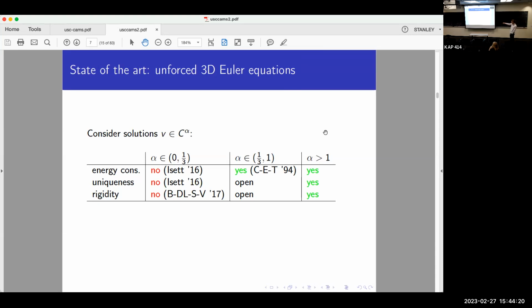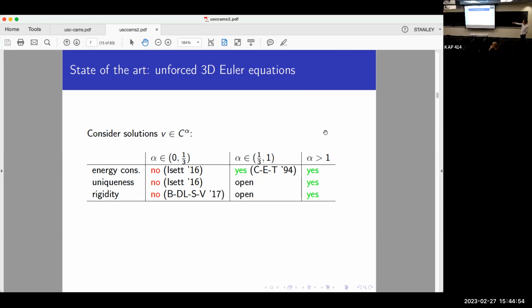Uniqueness is not yet resolved. So Isett's proof implies non-uniqueness of the initial value problem. So you could have two solutions that have the same data yet are not the same for all time. And this follows from Isett's work actually as well, because he constructs solutions that are compactly supported in time. So in particular, at the initial time, they can agree with this identically zero solution, a solution that's not moving at all, and then they diverge for a while and then they come back together. So that certainly breaks uniqueness of the initial value problem.